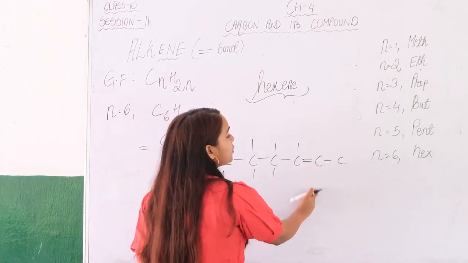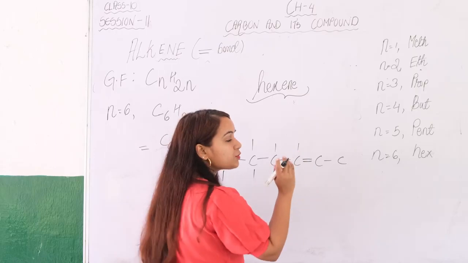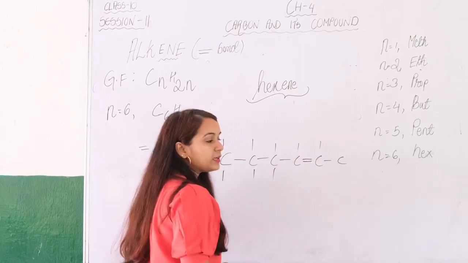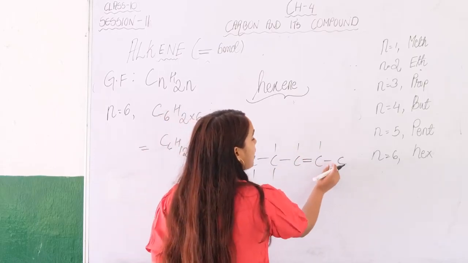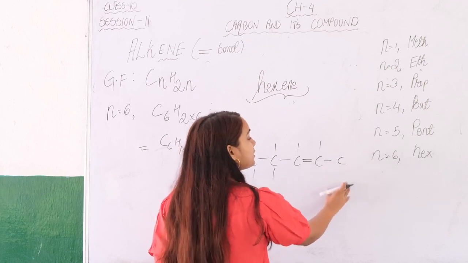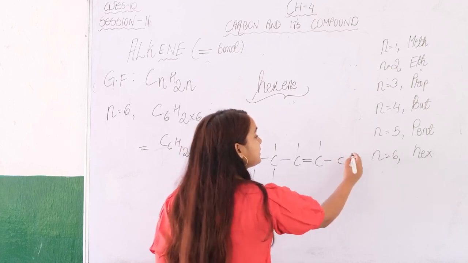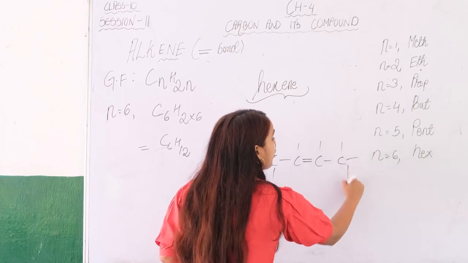Similarly here, this carbon also has 3 bonds. It needs only 1 bond to attain tetravalency. This carbon has 1 bond. How many bonds does it need to attain tetravalency? It needs 3 more bonds.